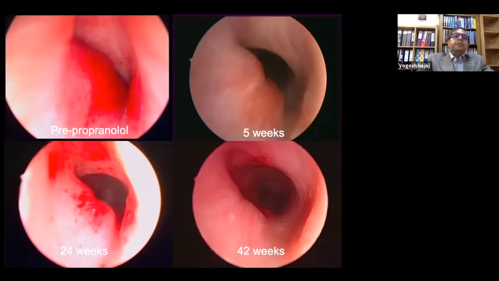A large hemangioma, so these are the vocal cords there, and that's a classical location in the subglottis on the left side, a large hemangioma. You start propranolol, and 6 weeks later you can see it has started shrinking, and another roughly 6 months later, and nearly 1 year later. So they need serial monitoring.